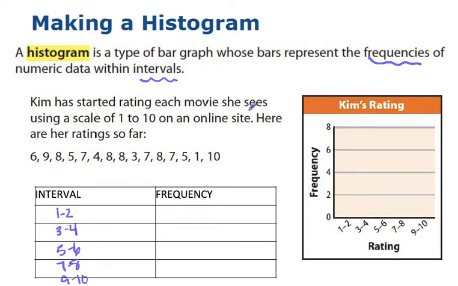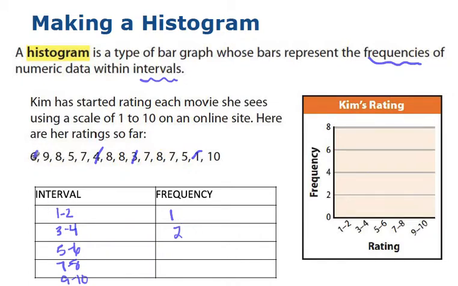And I'm looking to see how many times, what's the frequency that she rated a movie 1 or 2. So I'm looking at my data and I see she has 1, 1. 3s and 4s, I'm counting all my 3s and my 4s, 1, 2.